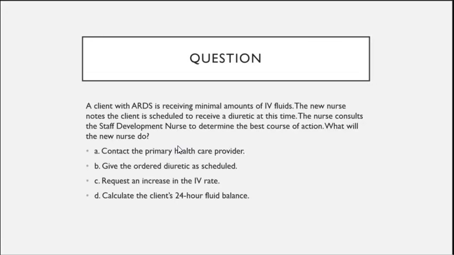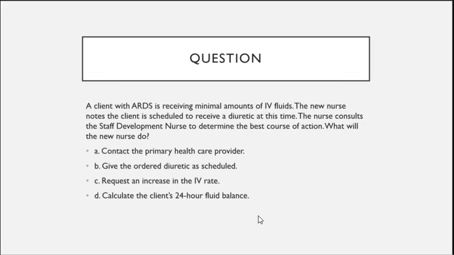So a client with ARDS is receiving minimal amounts of IV fluids. The new nurse knows that the client is scheduled to receive a diuretic. The nurse consults the staff development nurse to determine the best course of action. What will the new nurse do? Call the doctor, give the ordered diuretic as scheduled, request an increase in the IV rate, and calculate the client's 24-hour fluid balance. So the answer is B.